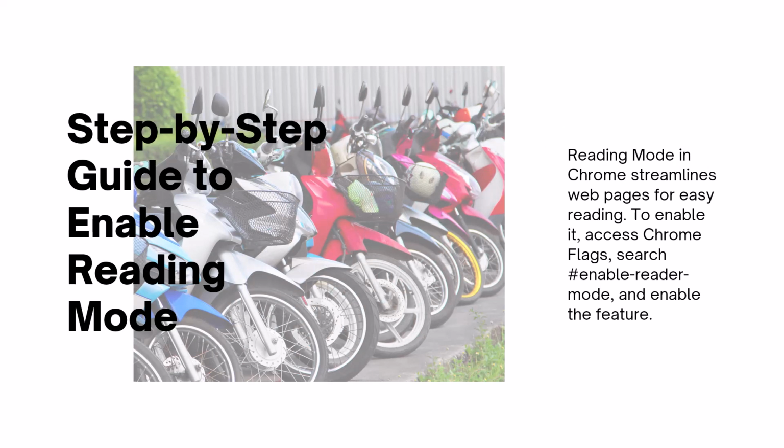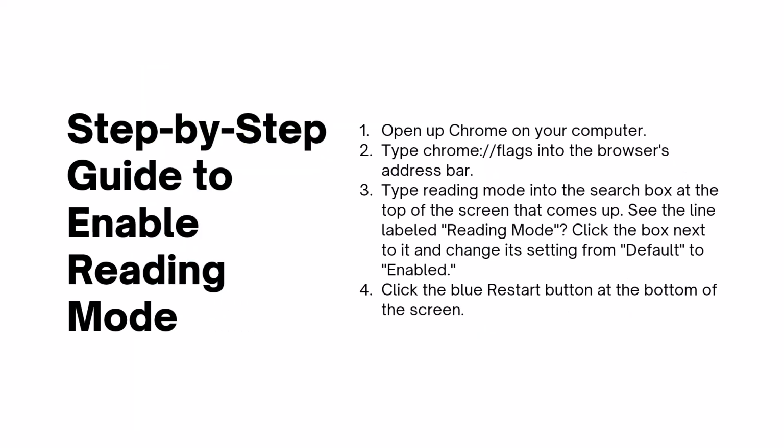The reading mode in Chrome streamlines web pages for easy reading. To enable it, access Chrome's flags, search Enable Reader Mode, and enable the feature. So this is step by step, and I will show you some screenshots of this.